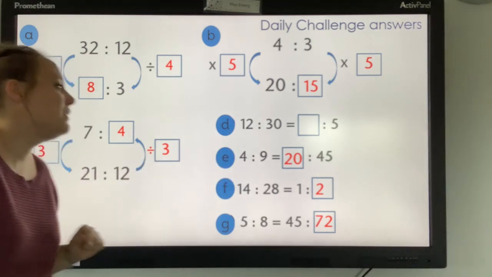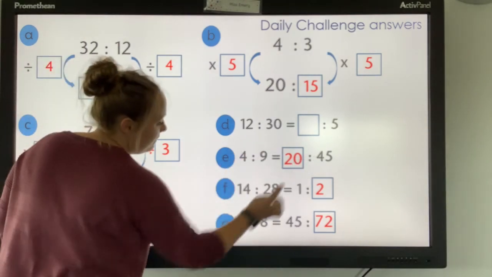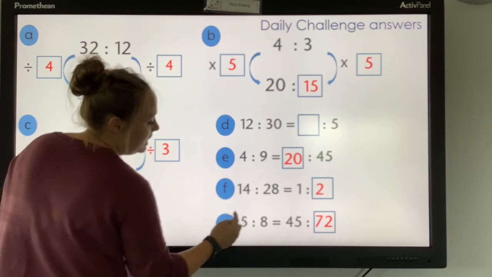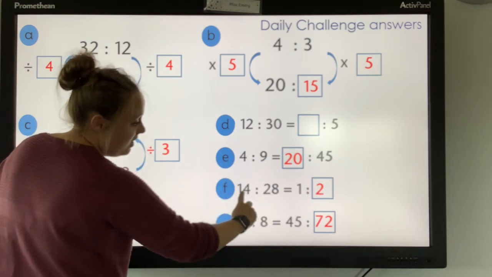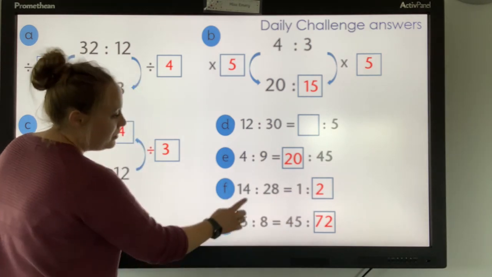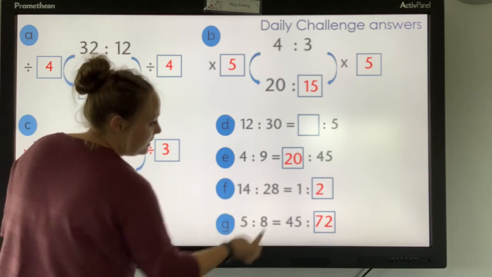Then lastly, 4 to 9 is the same as 20 to 45, because you needed to times by 5. Then 14 to 28 is the same as 1 to 2, because, well, 28 is double 14 and 14 is half of 28, so it is a 1 to 2. But also, if you divided it by 14, that is what you'd get.